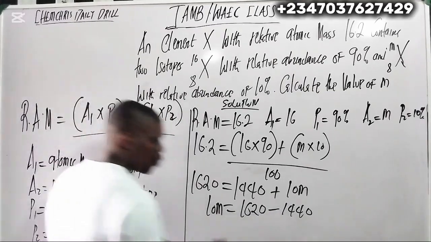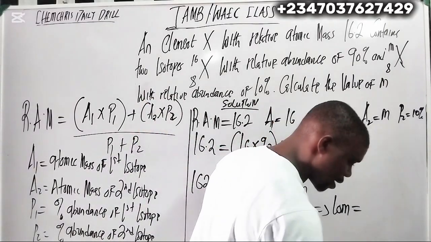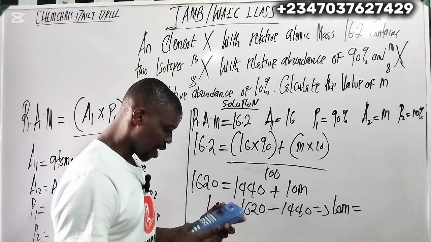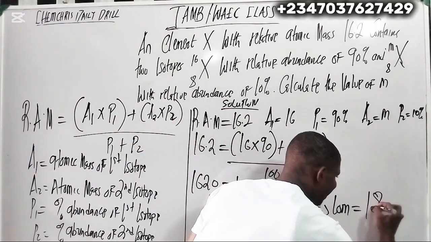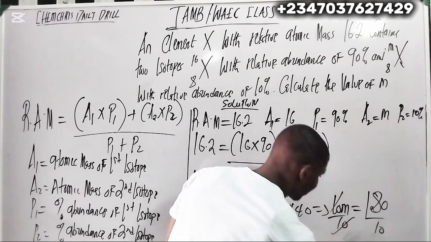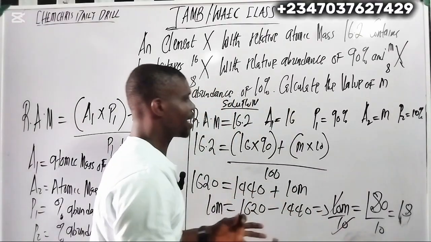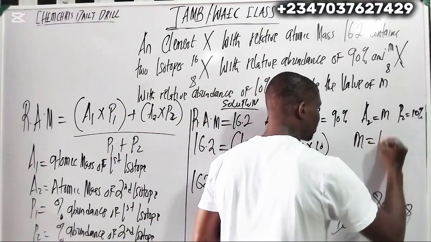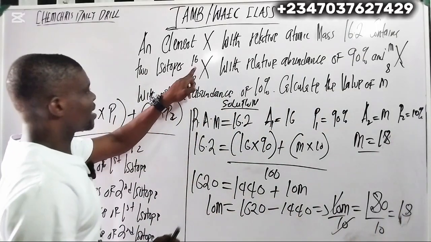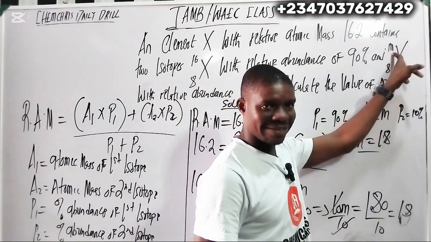Now, what will happen here? We have 10M equals, when we subtract this here, 1620 minus 1440. Here we have 180, right? Divide both sides by 10. Here we have 10, here we have 10. Divide this here, we have 18, right? It means that my M is 18. That is, this element here has two isotopes, 16 and 18.